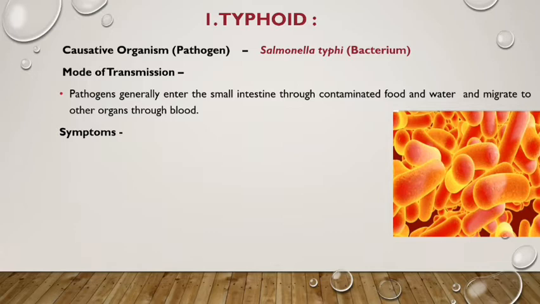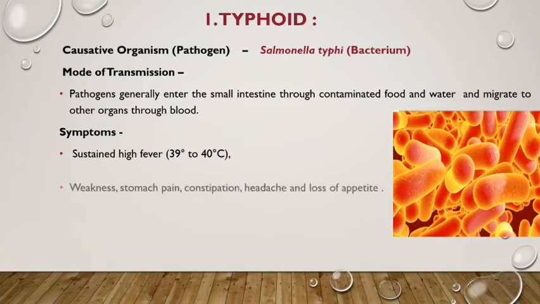Then what are the symptoms that a person will show? Okay, so sustained high fever. Whenever Salmonella typhi, this pathogen, infects the body, high fever will be sustained. There will be a high fever in the body, that we can say 39 to 40 degrees Celsius.